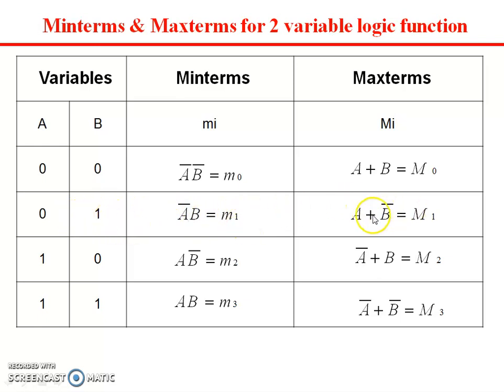Now here we have to observe that we are giving a bar for 0 and b for 1. We write a for 0 and b as a bar, completely opposite of min terms.